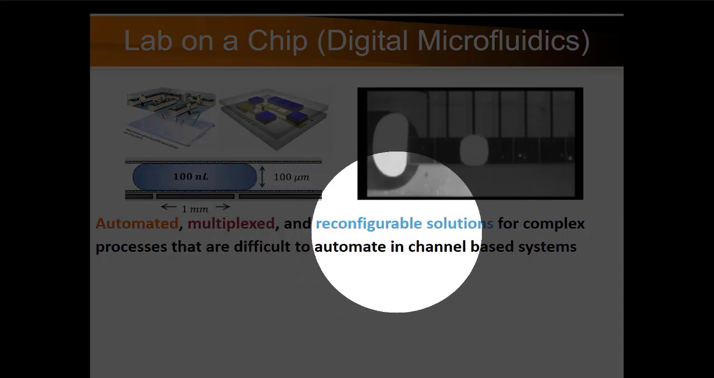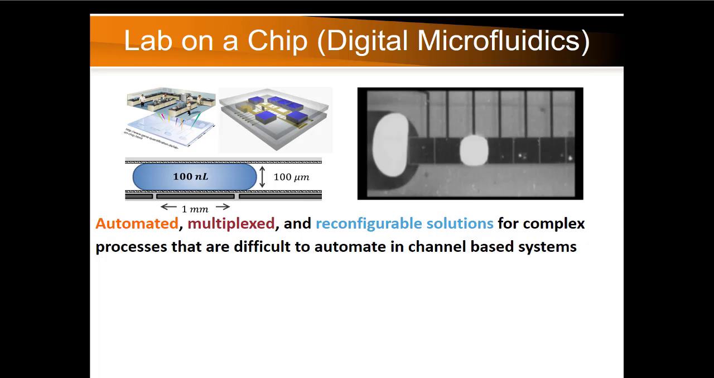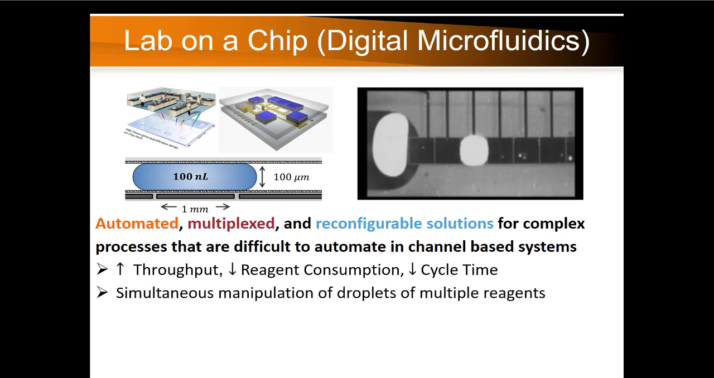When we say reconfigurable, that means different droplets can travel over the same path, right? So we don't need separate channels for different reagents. We can get high throughput, low reagent consumption, and low cycle times. We can simultaneously manipulate lots of different droplets. I always tell people, even though this is the oldest reference, I was never around when they did this, right?